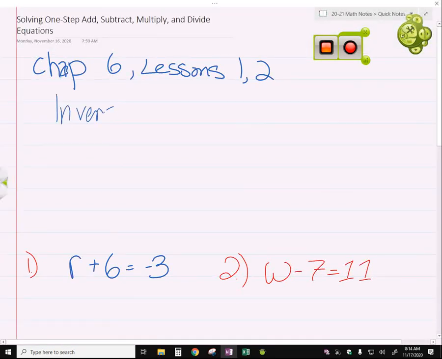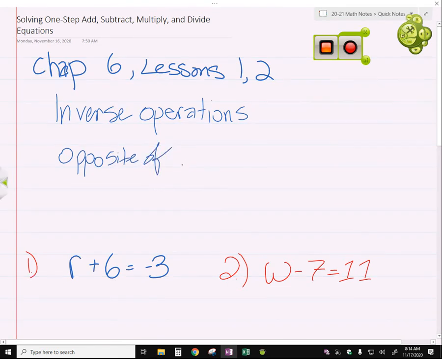inverse operations. Inverse operations. Inverse means like opposite. Inverse means opposite. So if I were to say, what is the opposite of addition? What's the opposite of addition?